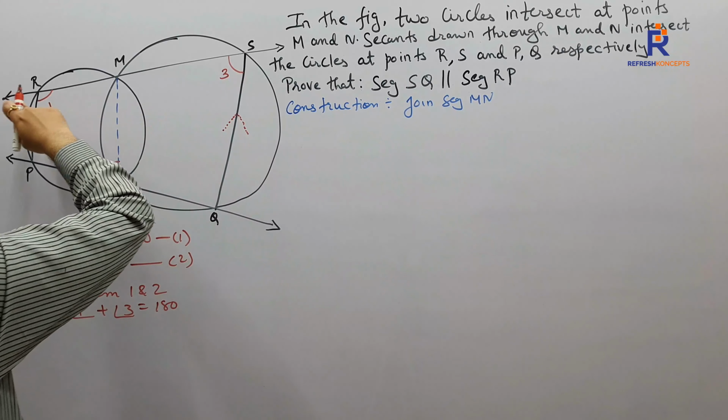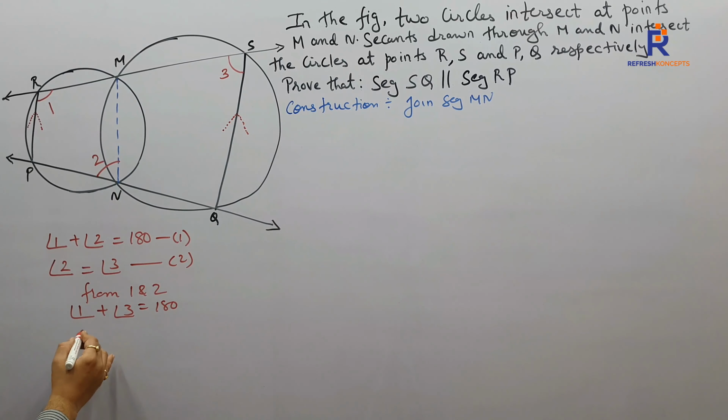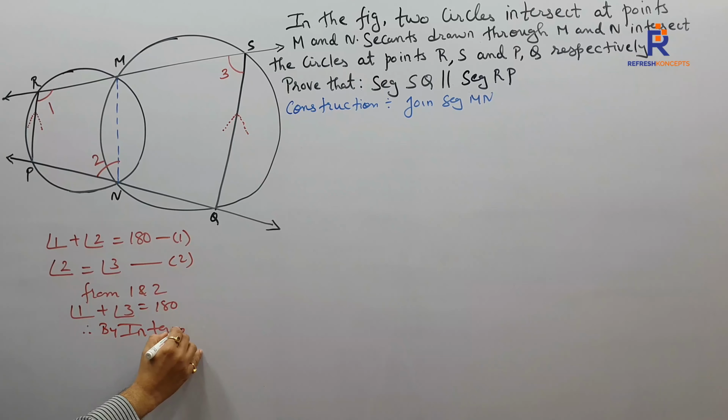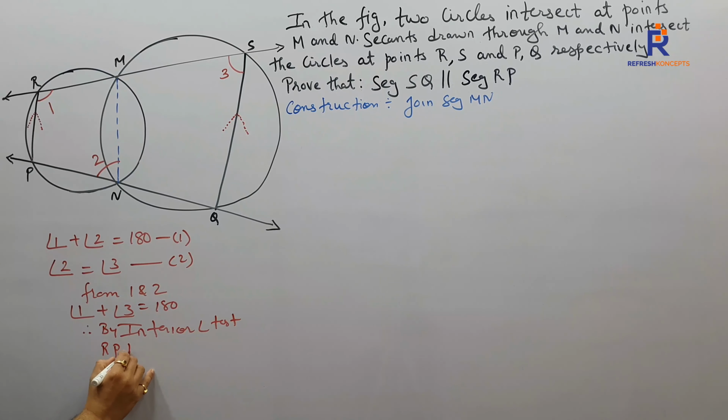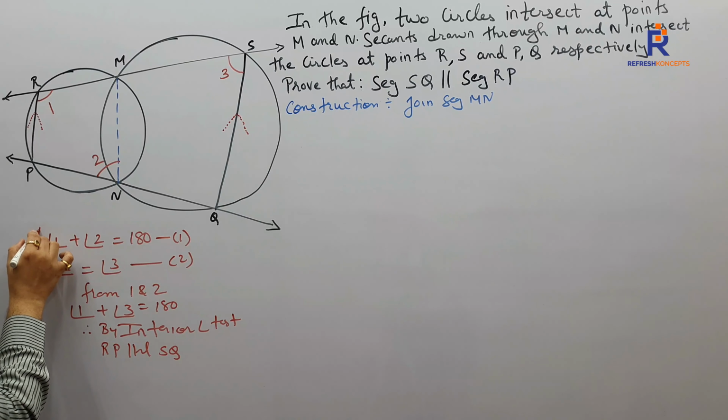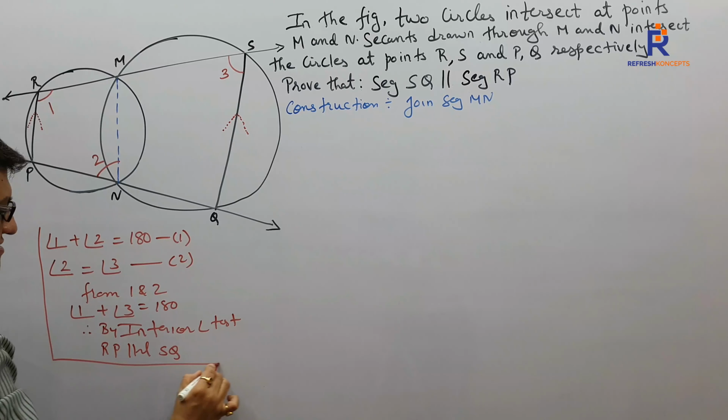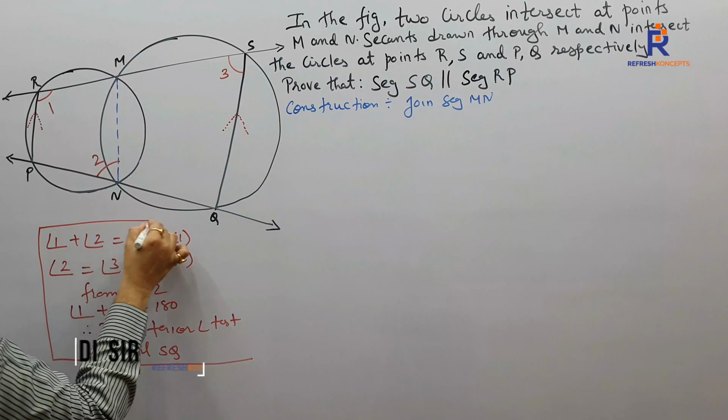What is a transversal? RS as a transversal. Therefore, by interior angle test, what can I say? RP parallel to SQ. This is what my skeletal solution is, children.